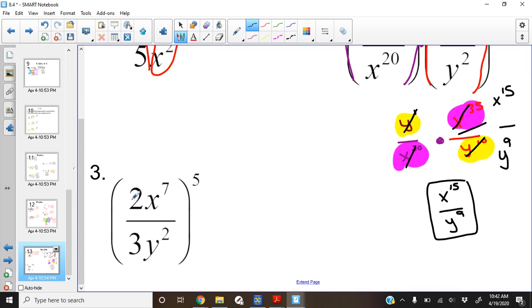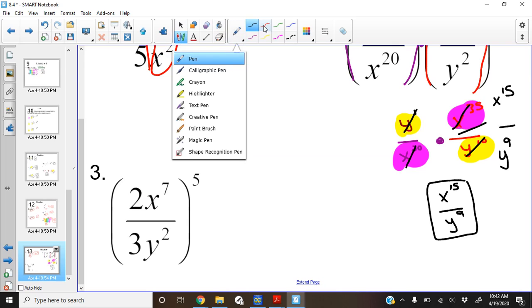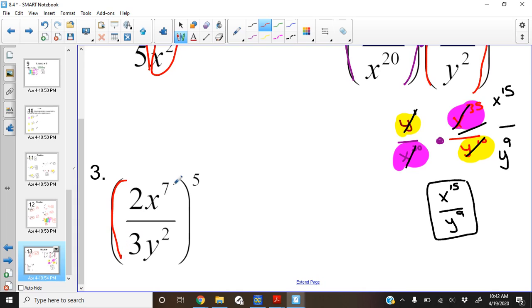Last problem. Every single thing in this parenthesis has to be raised to the 5th. So 2 gets raised to the 5th. X to the 7th gets raised to the 5th. Multiply the exponents to get x to the 35 over 3 gets raised to the 5th, and y squared gets raised to the 5th, so that becomes y to the 10. Now there's nothing we can do with these exponents here with the bases of x and y because they're not the same base, but we can simplify the values here.